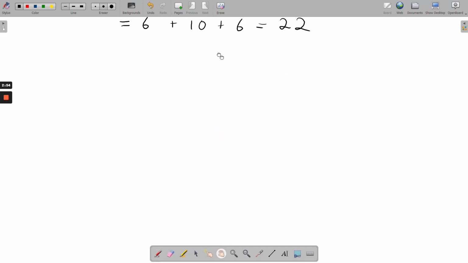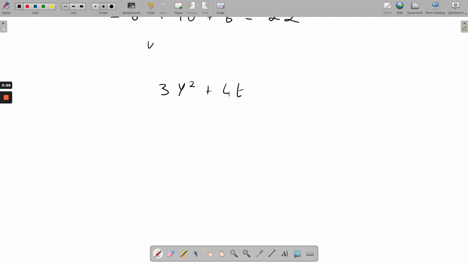Now in the next example, we're going to look at something that involves powers. So this time, we'll take this expression, 3y squared plus 4t. Actually, I won't pick s because it looks a bit like a 5, so we'll take y. In this case, we're going to say y is equal to 4, and then we're going to say t is equal to 2.